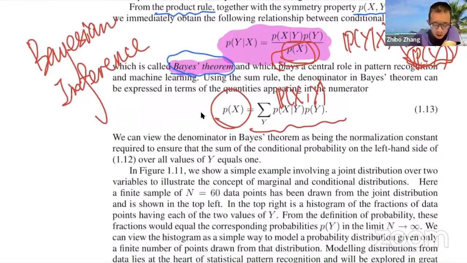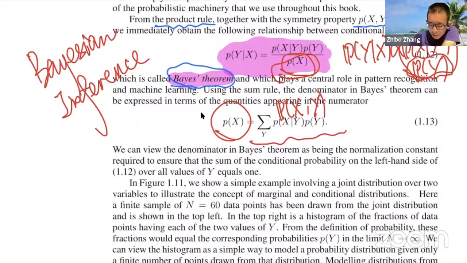We can view the denominator in Bayes' theorem as being the normalization constant required to ensure that the sum of the conditional probability on the left-hand side over all values of y equals 1.